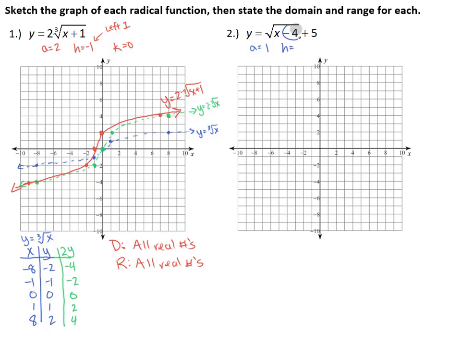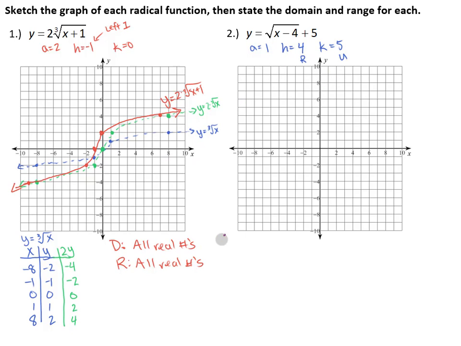H, remember, is the opposite of what it looks like, is +4. And k is +5. So there's no stretch or compression. Since a is exactly 1, it's positive, so there's no reflection. But we are going to need to move 4 units right. I guess that's an R. And 5 units up, since those are both positive directions here.